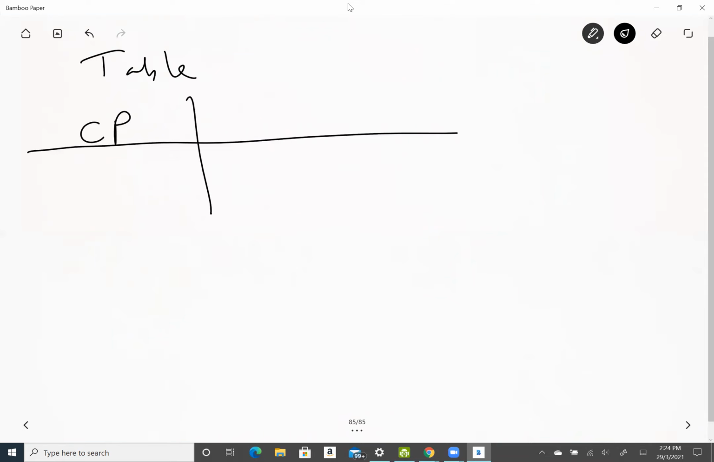Now what you do, we put it in a table. You have the points here, not just the points, they are corner points. So call it CP, corner points. And then what you do next here is the objective.